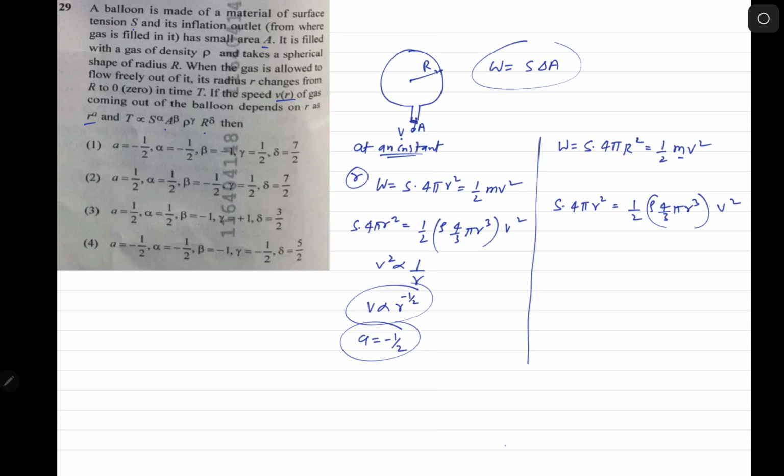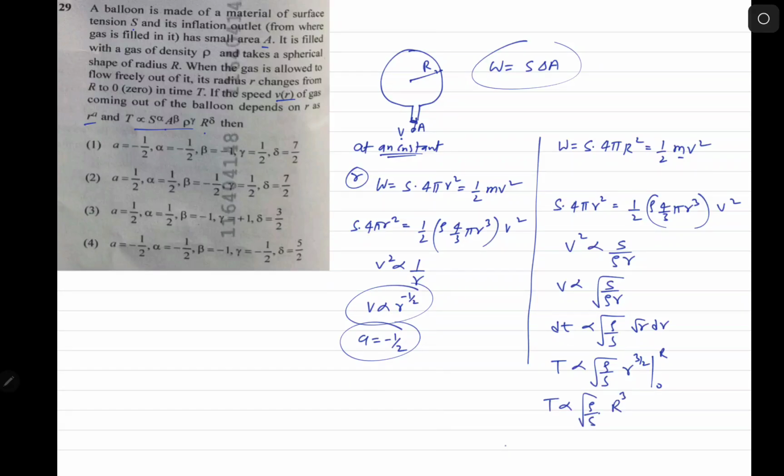Now we just need the relation. Ignoring constants, v square is directly proportional to S by rho r, so v is directly proportional to the root of S by rho r. Now v is the speed coming out, which changes to dr by dt. So dt is directly proportional to root of rho by S, then root r dr. Now we integrate, so time is directly proportional to root of rho by S, r to the power 3 by 2, with limits r to 0. So we just focus on the variable r to the power 3 by 2.